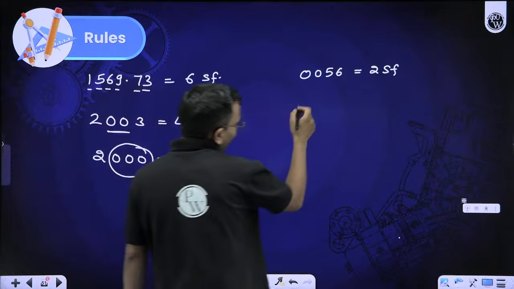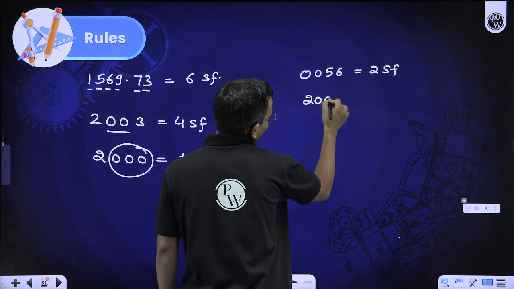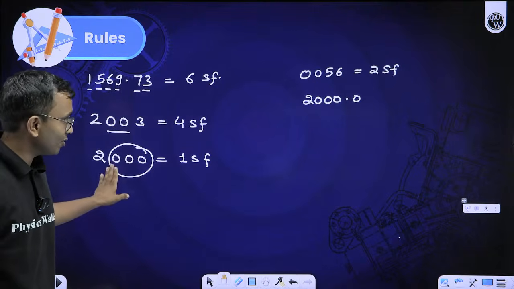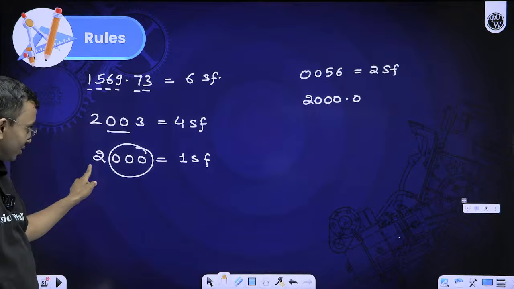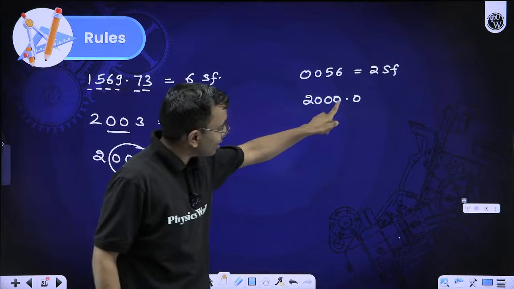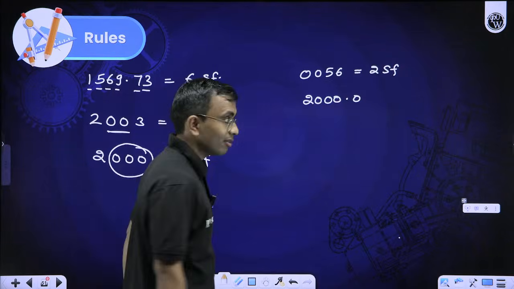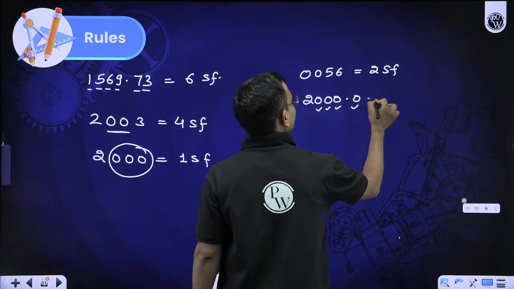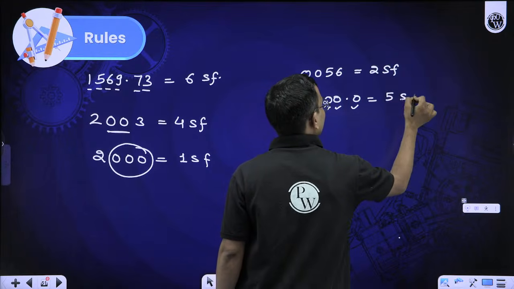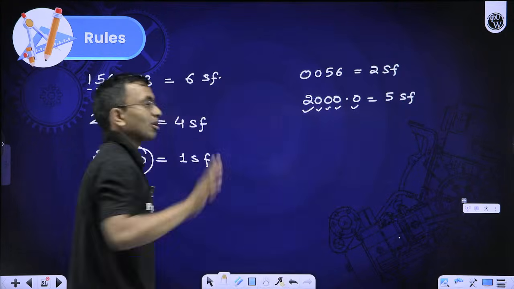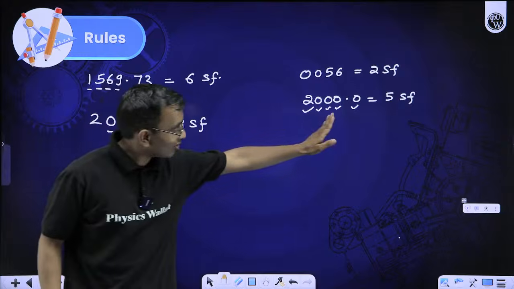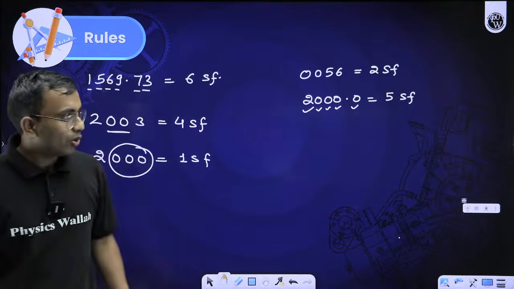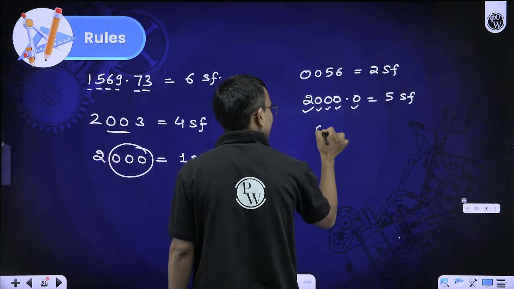Okay, if it is 2000.0, then it was 2000. Here it was only 1 significant. This is significant. These are not significant. But in this, because the decimal is there, these 3 are significant and this is also significant. Here I will say we are having 5 significant figures because of the decimal place. If the decimal place is there, that will be significant.